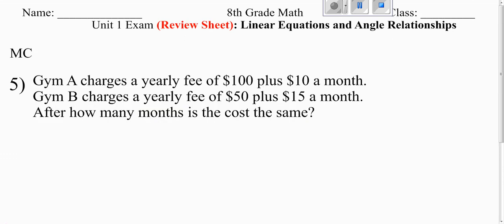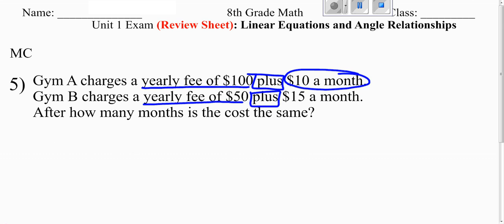Number 5, Gym A charges a yearly fee of $100 plus $10 a month. So that's going to be important. Gym B charges a yearly fee of $50 plus $15 a month. How many months? Remember, look for the question. It says how many months, so months is your variable, so I'll call it M. The question tells you what the variable is.